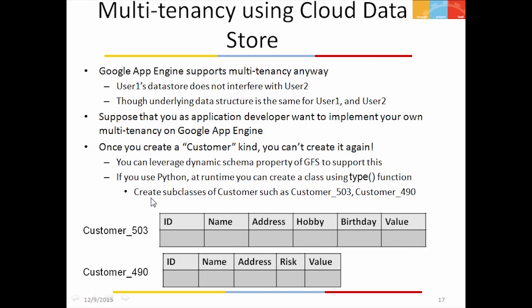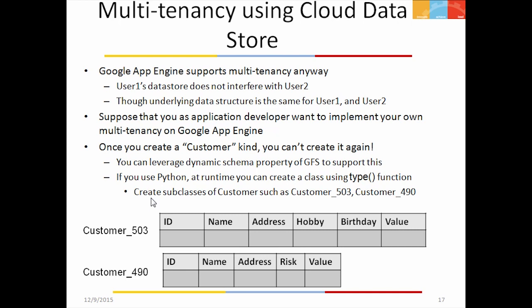So multi-tenancy using the cloud data store is another interesting option. Google App Engine would support multi-tenancy anyway. For example, Google App Engine will ensure that user 1's data store does not interfere with user 2, though the underlying data structure for user 1 and user 2 might be the same. Suppose you as an application developer want to implement your own multi-tenancy on top of Google App Engine. For example, you can create a customer kind. Once you create a customer kind, you really cannot create it again.